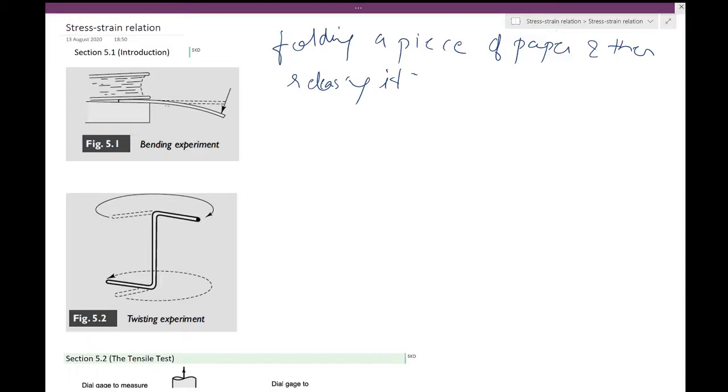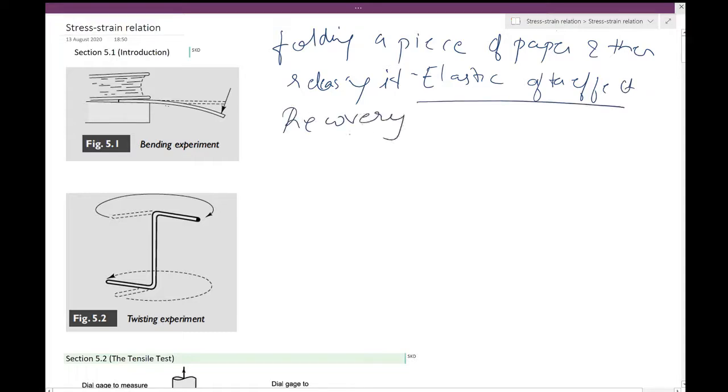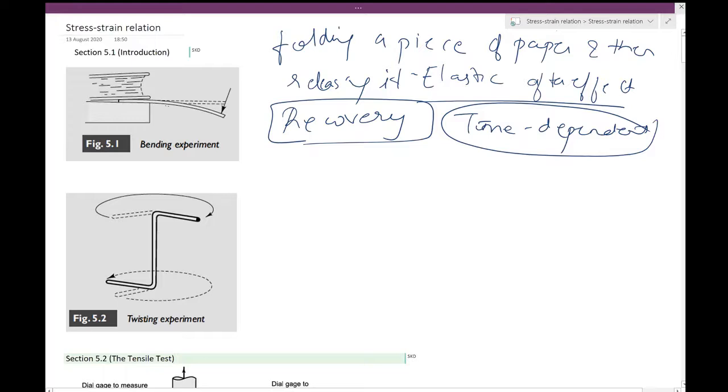Okay, so this is called elastic after effect, and it is also called recovery. This is time dependent. You can see that it will slowly unfold itself after the initial spring back effect.